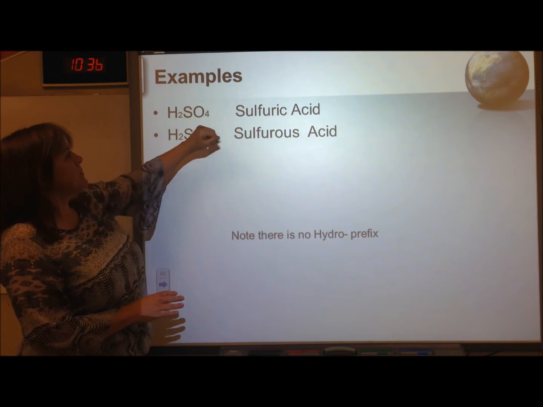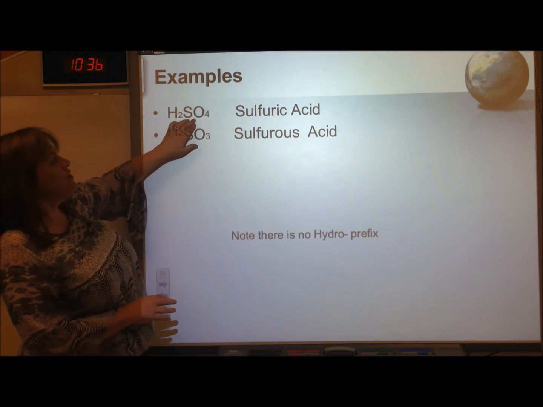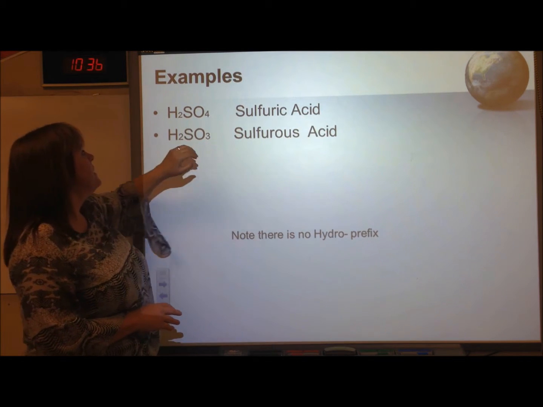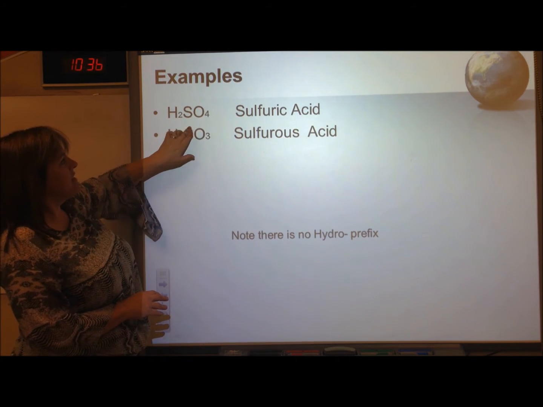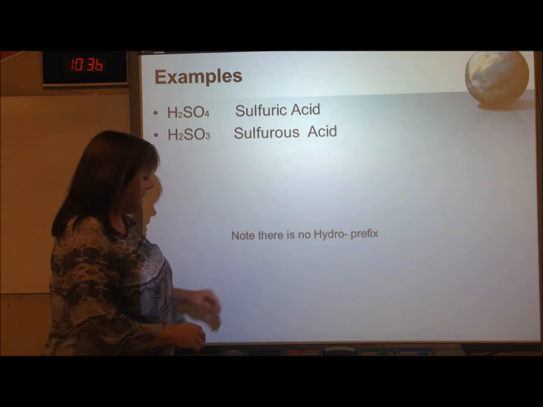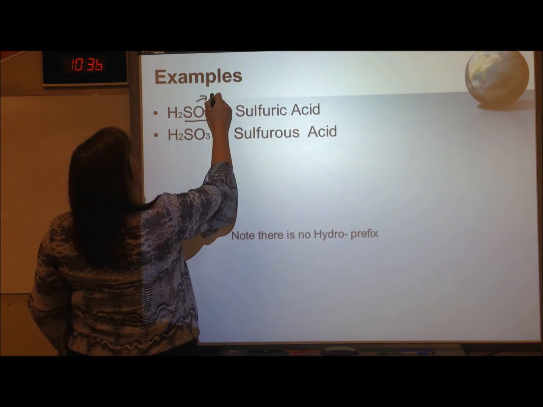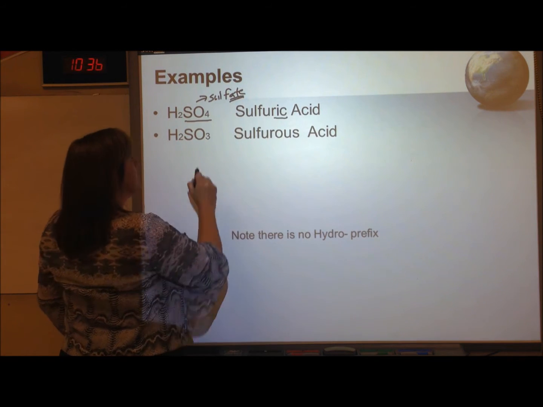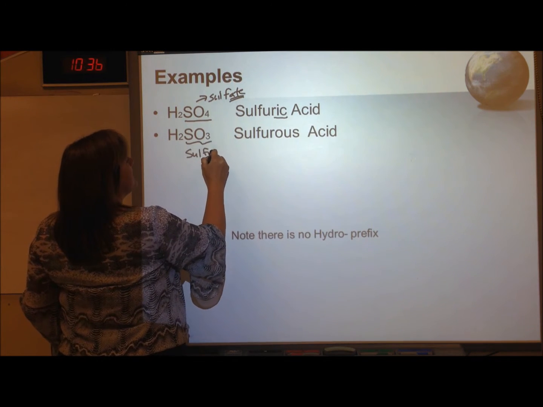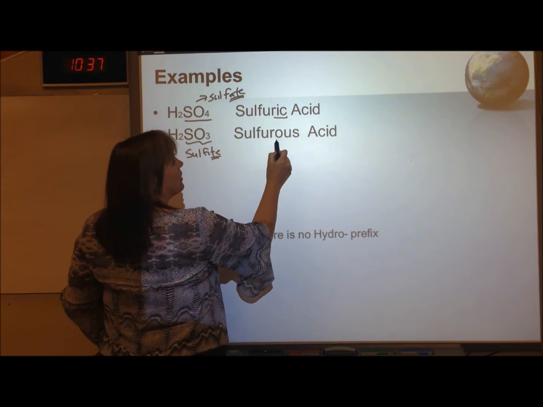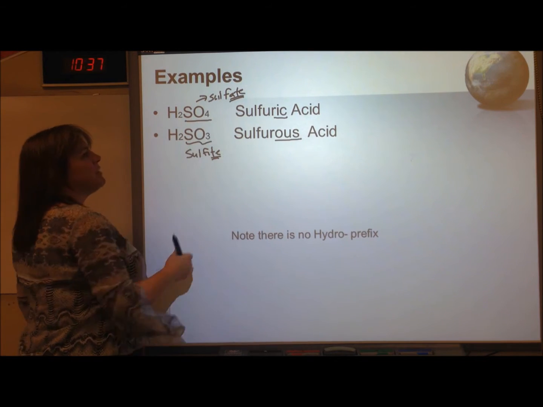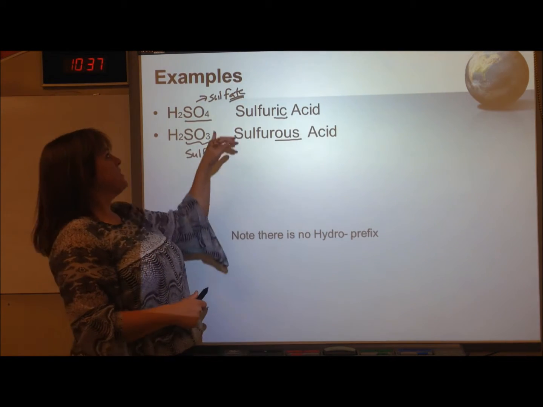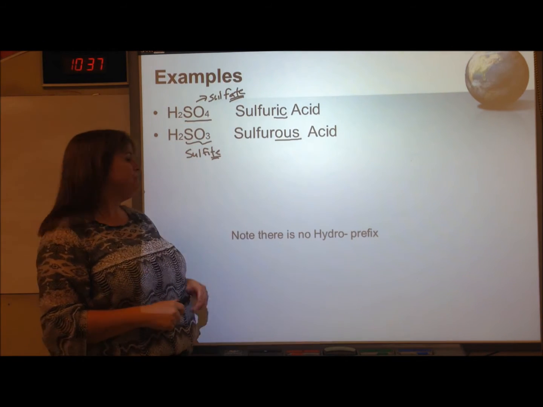So here are some examples. So here is H2SO4. This is sulfuric acid. This is H2SO3, right? This is sulfite, so this is sulfurous acid. So this, right, is sulfate. Because it's ate, we change it to ic. This is sulfite, ite. Ite goes to ous. So remember that the difference between an ate and an ite in polyatomic language is one oxygen, right? We lose an oxygen when we go to the ite.